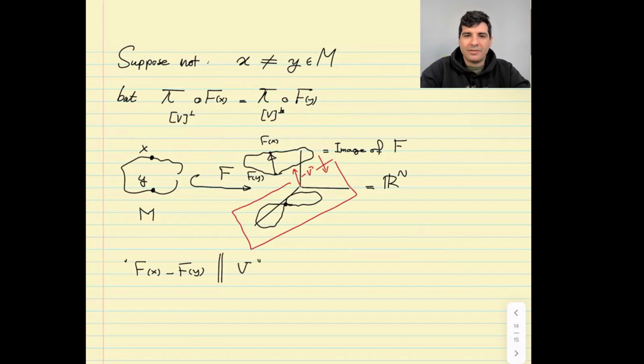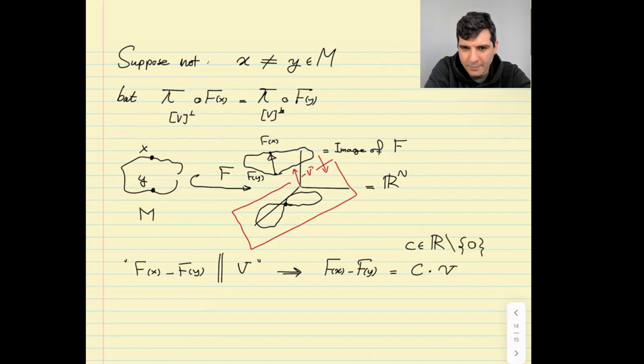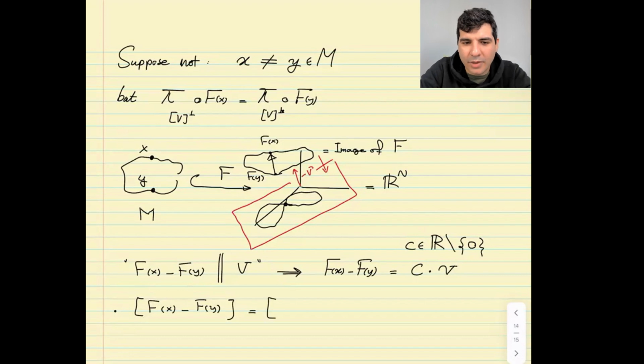Okay, so if they're parallel in Rn, it means one is a constant multiple of the other one. So f of x minus f of y equals a non-zero real number c times v. So c is a real number and it's non-zero, right? So what does it mean in RP^(n-1)? Remember, if two vectors are a non-zero constant multiple of each other, their classes are the same. So the class of f of x minus f of y is the same as the class of the vector v. So they're the same things in RP^(n-1).